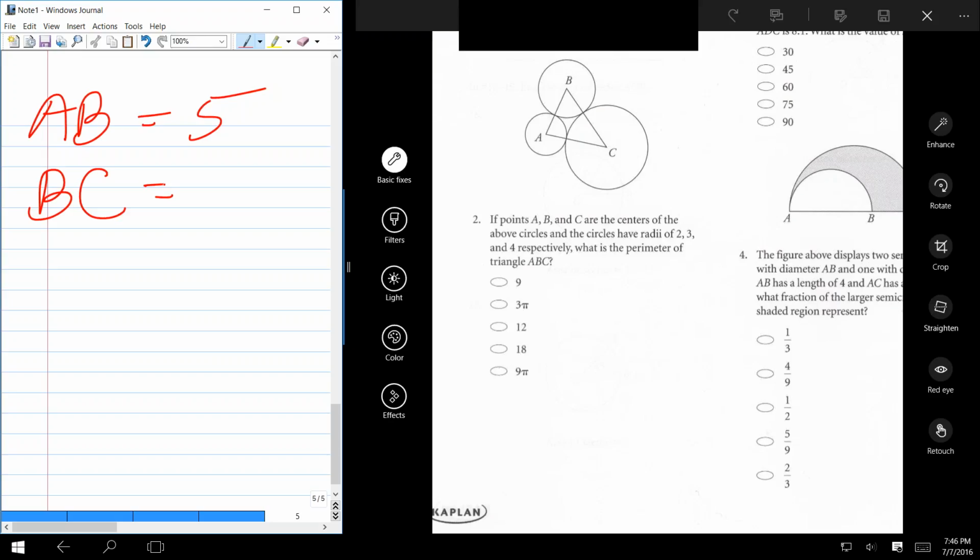What's B to C? 7. Good. And finally, what's A to C, the third side of that triangle? 6. All right. Add those 3 up and you've got the perimeter.